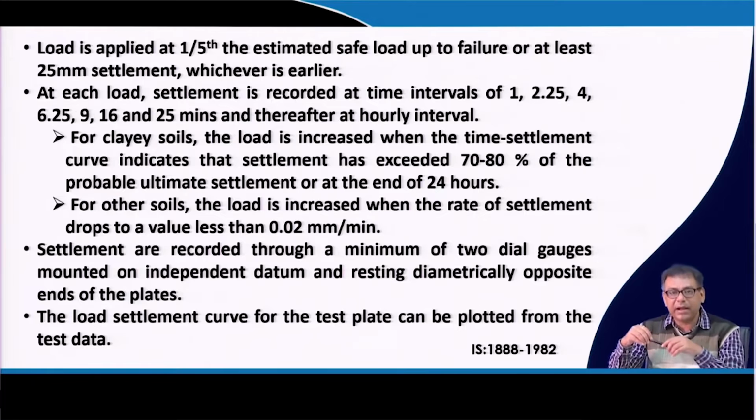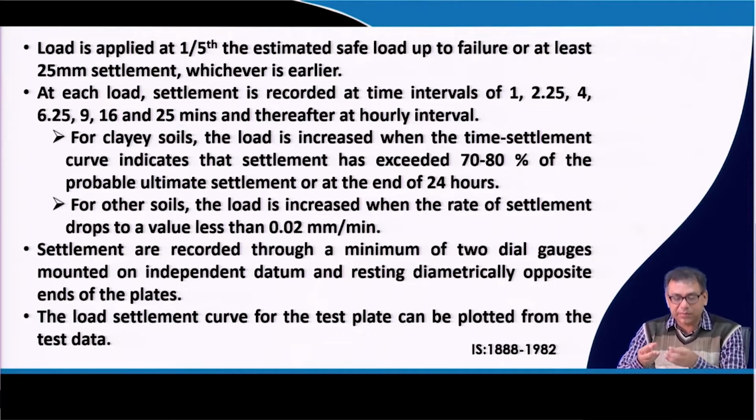Now, the load is applied in increments of 1/5 of the estimated safe load up to failure, or at least 25 millimeter settlement, whichever is earlier. So, first, based on the soil parameters, we have to roughly calculate the safe load by using those bearing capacity equations, that is how much load this plate can take, and then we apply 1/5 of that initially, then 2/5 of that, then 3/5 of that, and so on. That means 1/5 increments, and you have to go up to failure, or until the settlement reaches 25 millimeter. Whichever is reached first, you stop the test there.